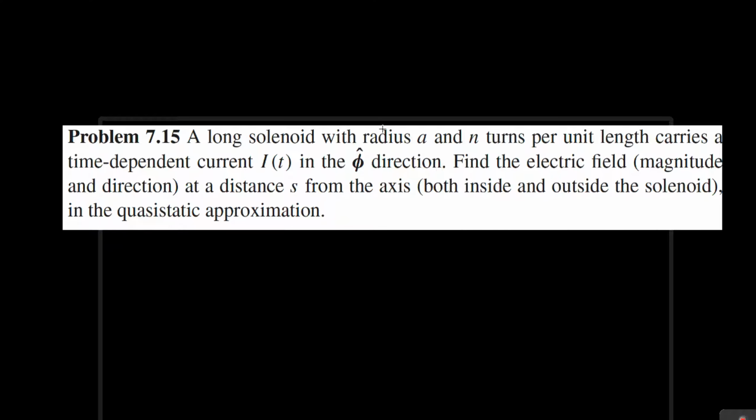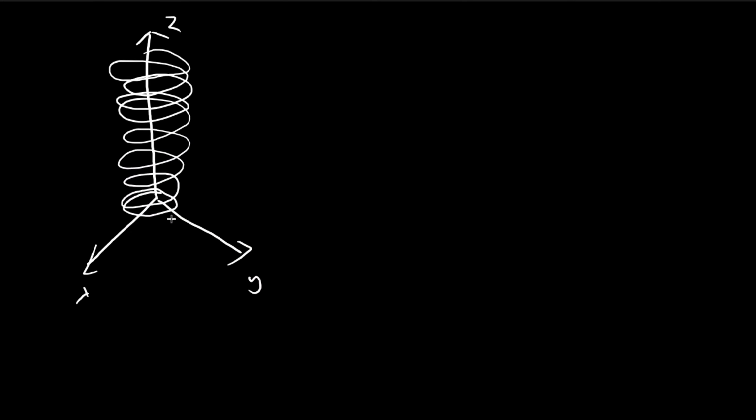In this problem, we have a solenoid, and you can visualize this problem with this diagram. It's an infinite solenoid, and you can imagine it curling around the z-axis. This is a very bad drawing, but believe me, each one of these coils has a radius of a, and we're told that there's a current I going around the solenoid.